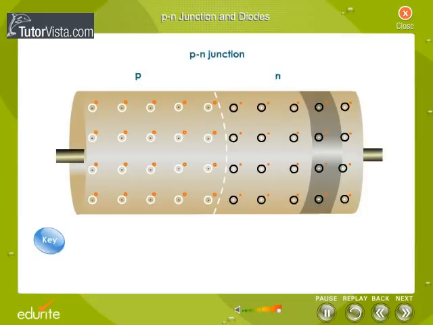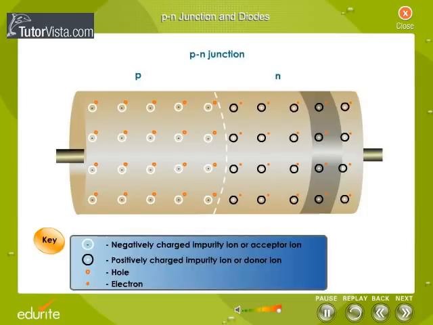P-N junction. As soon as a P-N junction is formed, electrons from N-type material and holes from P-type material diffuse into P-type and N-type material respectively. The electrons and holes diffusing towards each other combine near the junction. Each recombination eliminates an electron and a hole.